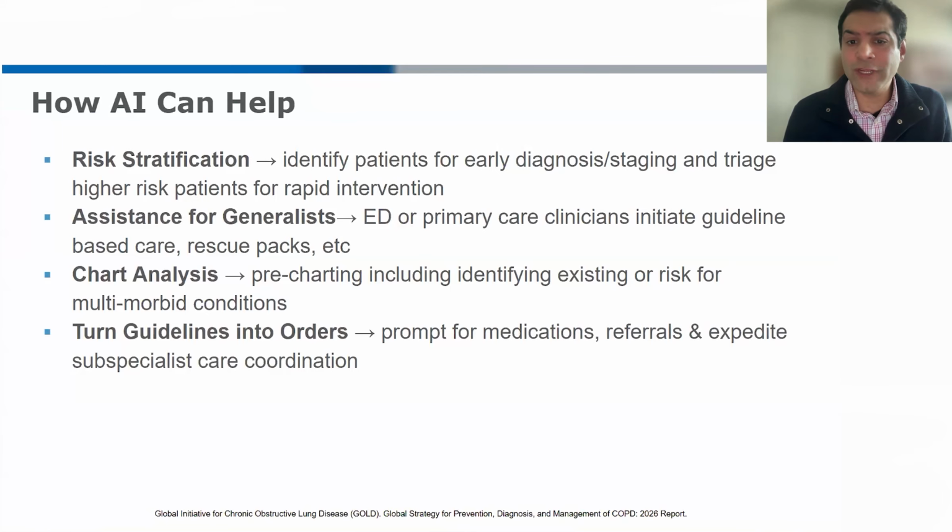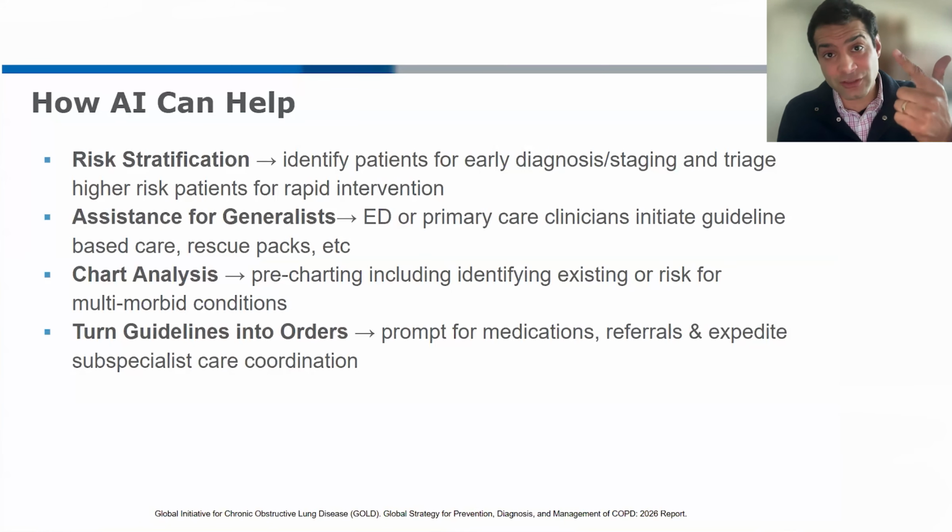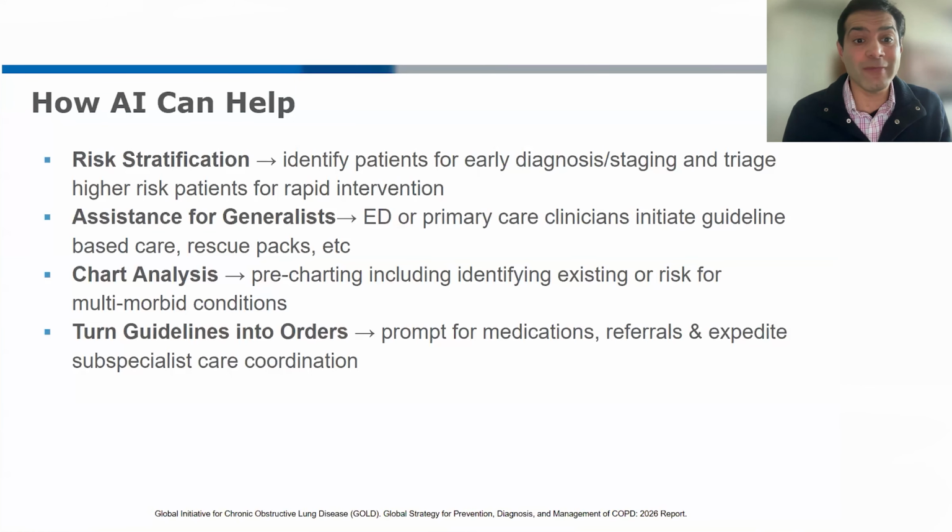And then the chart analysis, like pre-charting, and also figuring out the same thing that this AI system can do for generalists, helping them know the GOLD guidelines and getting things off to a start. It can do for me for cardiovascular disease, for psychiatric disease, for metabolic syndromes, right? It can help me say, hey, get this testing done. This person actually does need whatever other referral, and help make that happen where I might not have thought of it, because I have a lot to do, a lot of patients, very little time. And it can really turn these guidelines into orders and prompt us to get medications ordered, testing ordered, referrals in the system, and expedite and connect some of this care coordination.